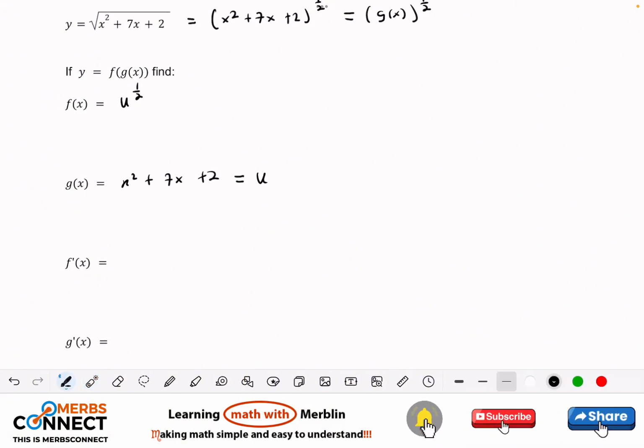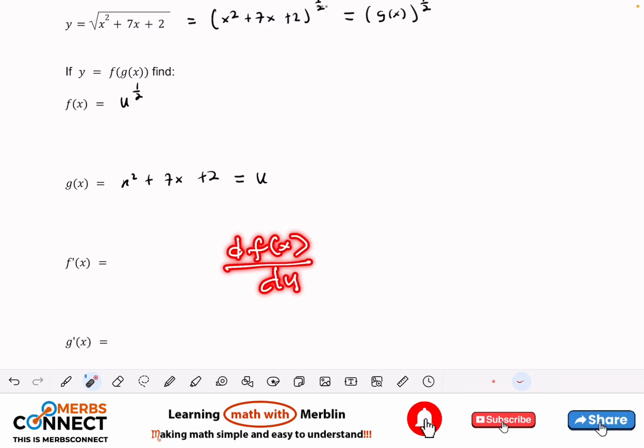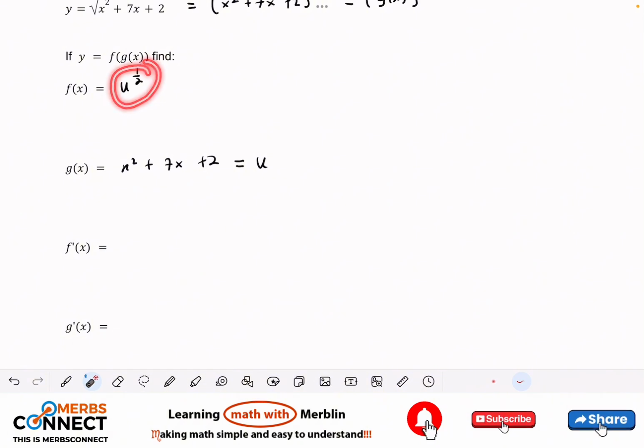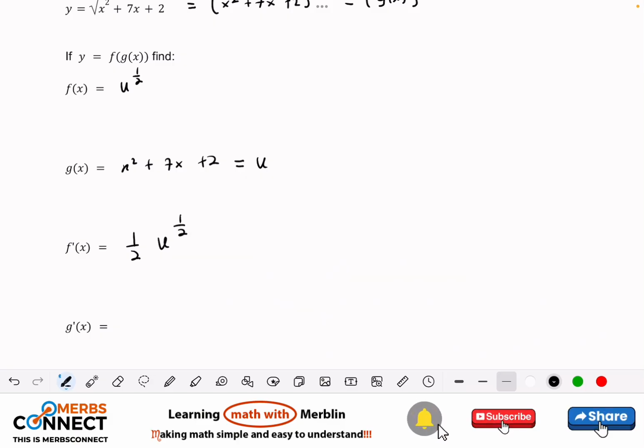Now I can find f prime. Because this function is in terms of u, when you see f prime, based on what we learned, f prime here is like d of f of x divided by du based on the chain rule. So that is what f prime here represents. So we are going to differentiate this, and based on the power rule, we are going to have 1 over 2 u to the power 1 over 2, right? The power rule says drop the 1 over 2 down, maintain the whole function, then you subtract 1. So this will be 1 over 2 u to the power minus 1 over 2.